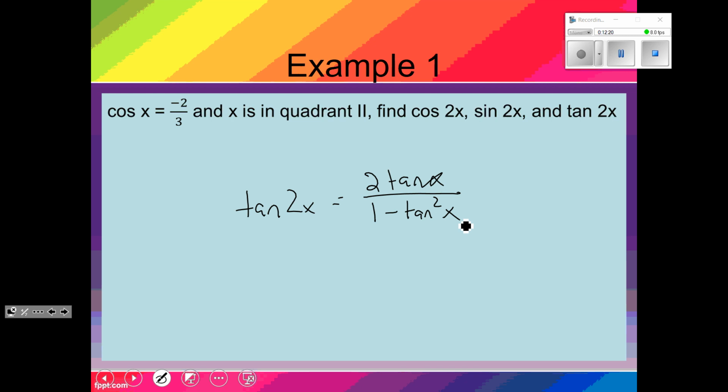Okay, so I know the cosine is -2/3. Do I know the sine? Okay, I found the sine is what? Square root of 5 over 3. How am I going to figure out the tangent? It is the sine divided by the cosine. So I'm going to do square root of 5 over 3. Oh, over 3. Thank you.